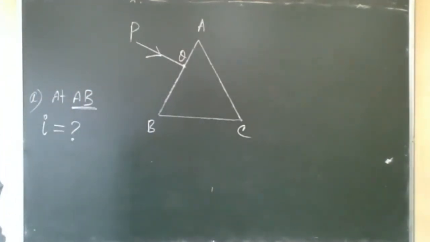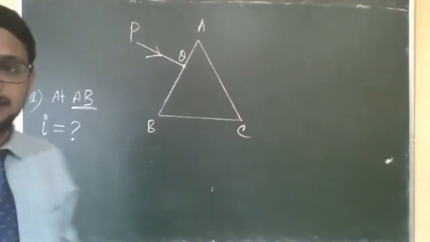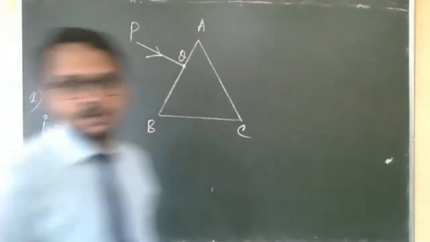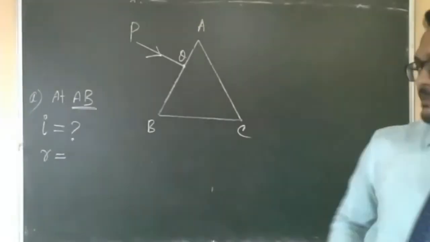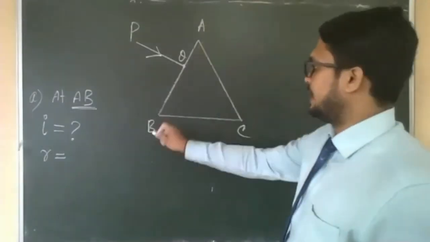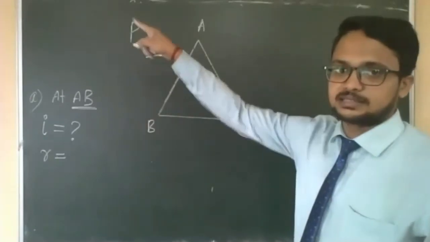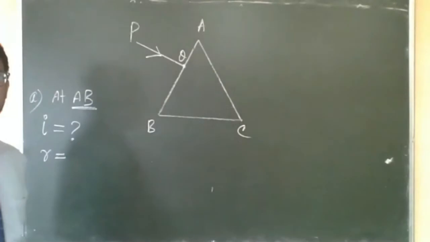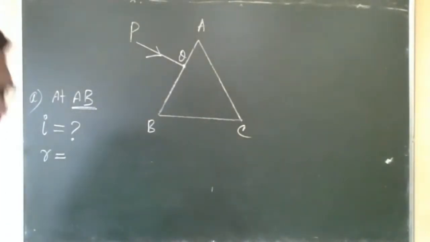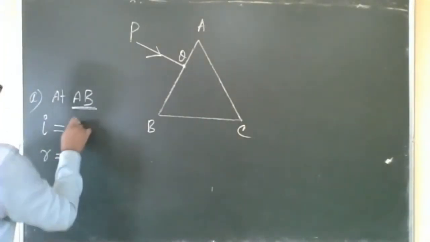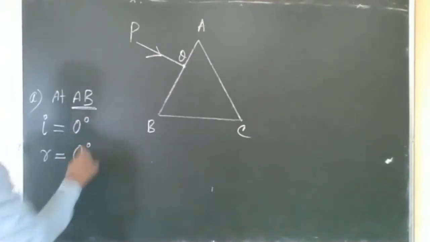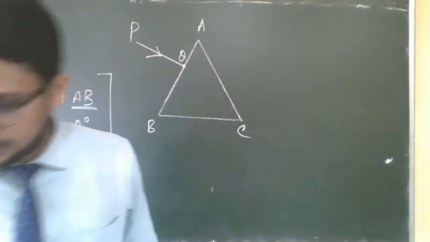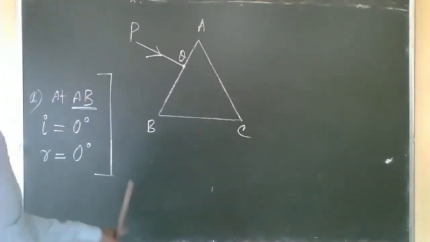Then second, what is the angle of refraction from the first face? Angle of refraction, that means r, also at AB. It is normal incidence, so the angle of incidence and the angle of refraction are both 0. 0 degree and 0 degree, right? So this is our first question. Our second question is refraction.